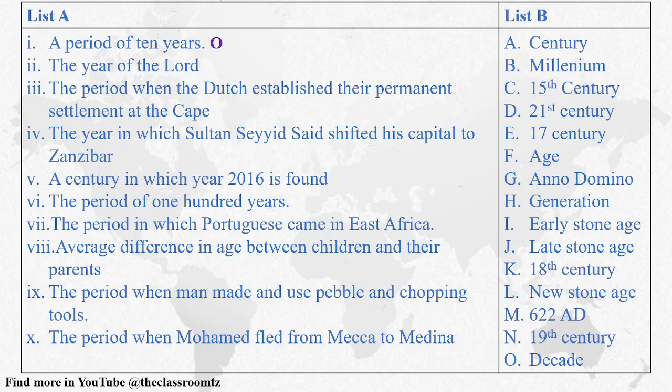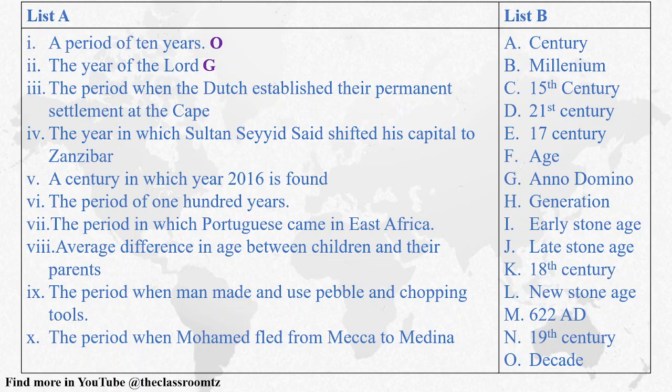And it actually comes from the concept of determining dates. The year of the Lord. What does it mean when you say the year of the Lord? Here the answer is letter G. Anno Domino. Anno Domino, that was the year of the Lord. Actually it refers to the time after the birth of Jesus Christ. It marked the end of before Christ, that is BC.